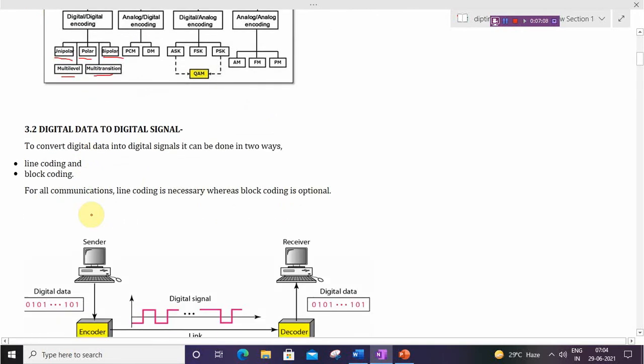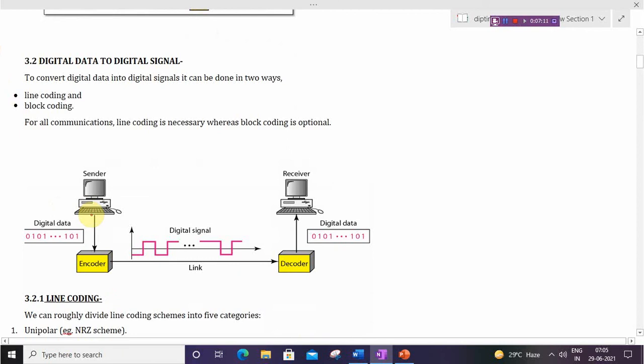So now let us discuss digital data to digital signals. To convert digital data into digital signal, we use two techniques. First technique is line encoding and the second technique is block encoding. So first, what is digital data to digital signal encoding? In computers, we use digital data. All the text, numerics, and graphics are represented through digital data, that is binary data 0 and 1.